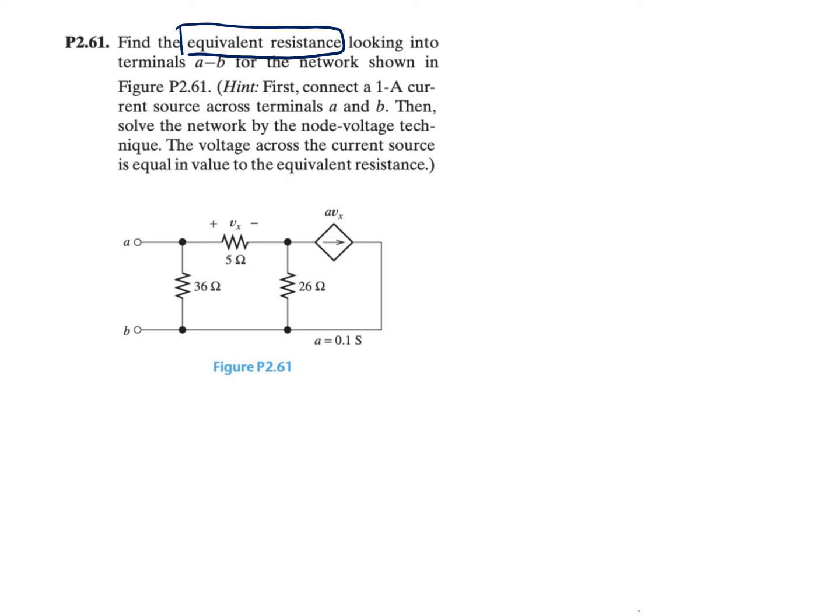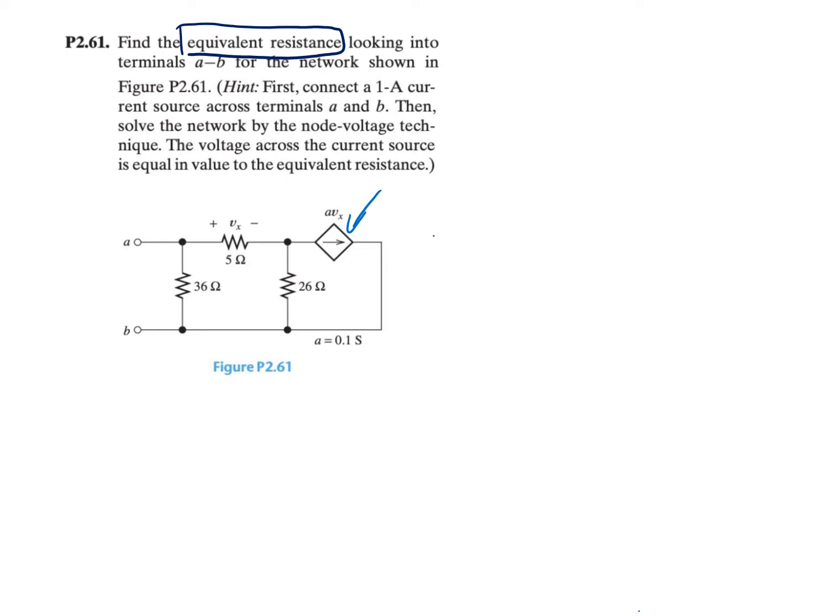But in this case, we can see that we have 3 resistors, 36 ohm, 5 ohm, and 26 ohm resistors. But when you look carefully, we have a dependent current source. Well, we have no way to combine the current source with a single resistor directly.